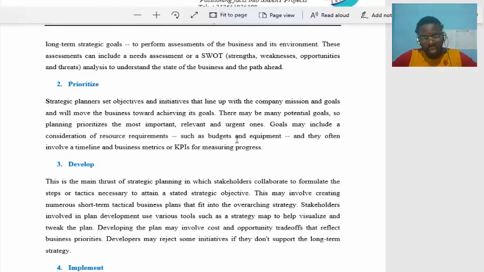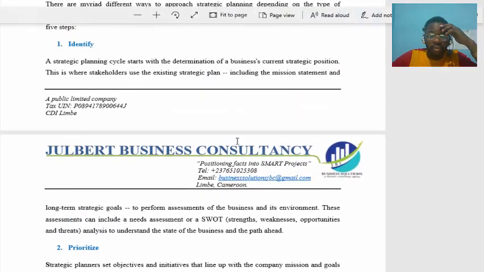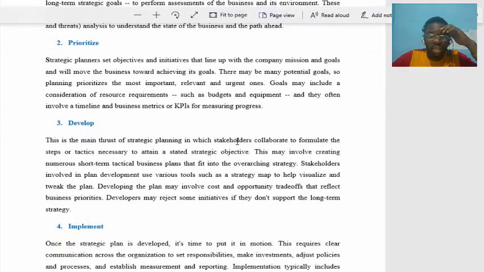So the next thing after identifying your company's present status, you should prioritize your objectives. What do you need to attain first? Your first objective might be to acquire office chairs. Your first objective might be to establish a website. It all depends on what you think is the priority.